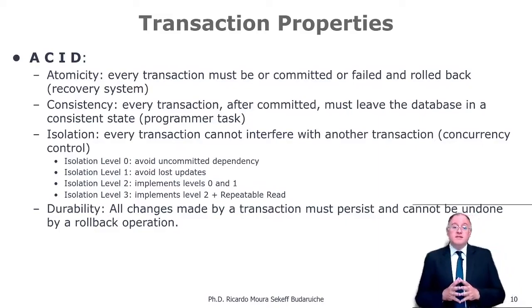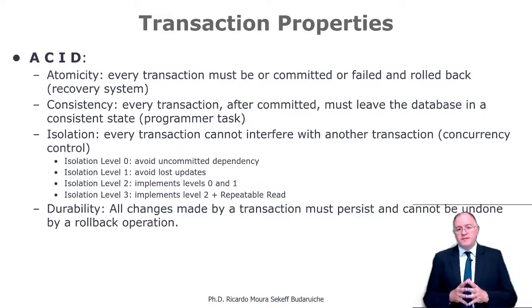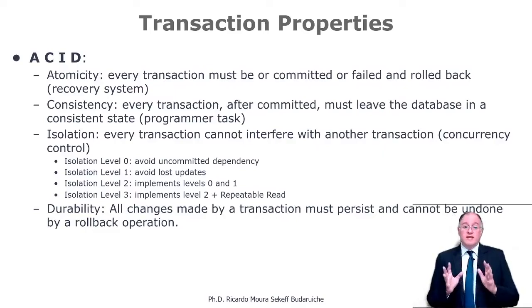The third one is the isolation property. It guarantees that no transaction will affect other transactions' results. This can be achieved by four levels of isolation, shown in the presentation here. Level 3, for example, implements repeatable read, and levels 0, 1, and 2 avoid the inconsistent analysis problem. The repeatable read avoids the analysis problem.